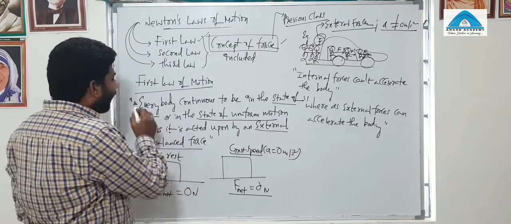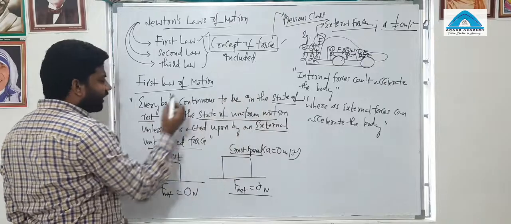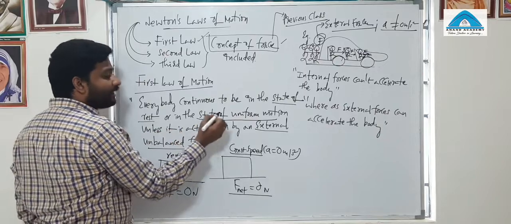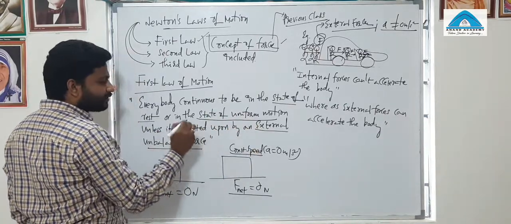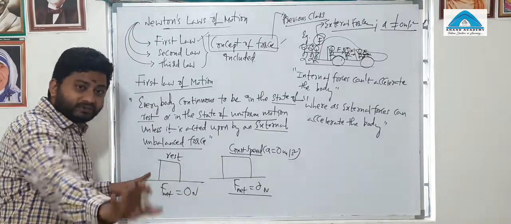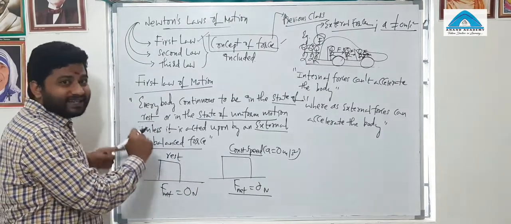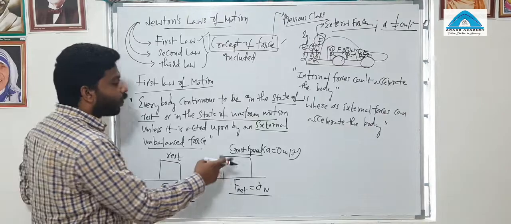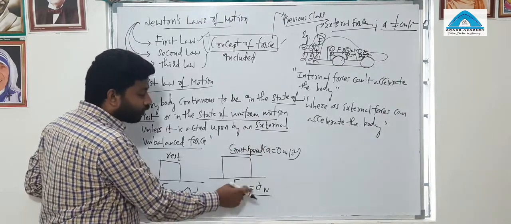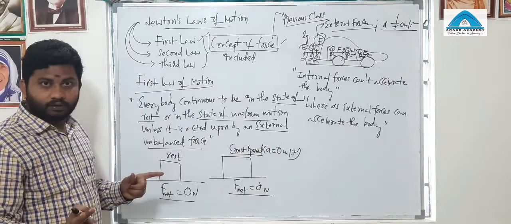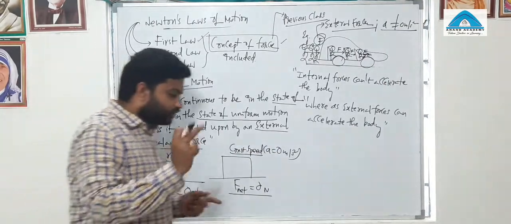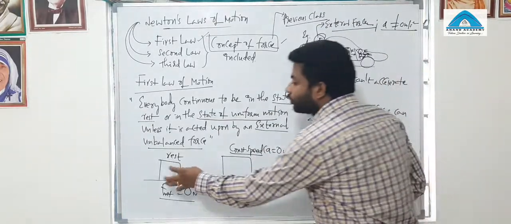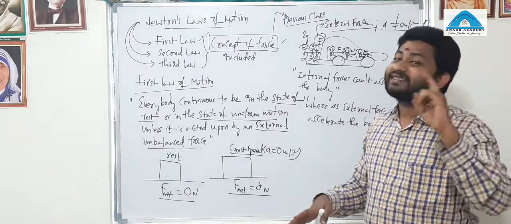Now look here, every body continues to be in the state of rest or in the state of uniform motion unless it is acted upon by an external unbalanced force. So take this body, for example. As long as the body is at rest, the net force acting on it is zero, acceleration zero. As long as the body is moving with constant speed, net force is zero because acceleration is zero. So what Newton's first law states is, unless an external force acts on this body, it will never change its state.